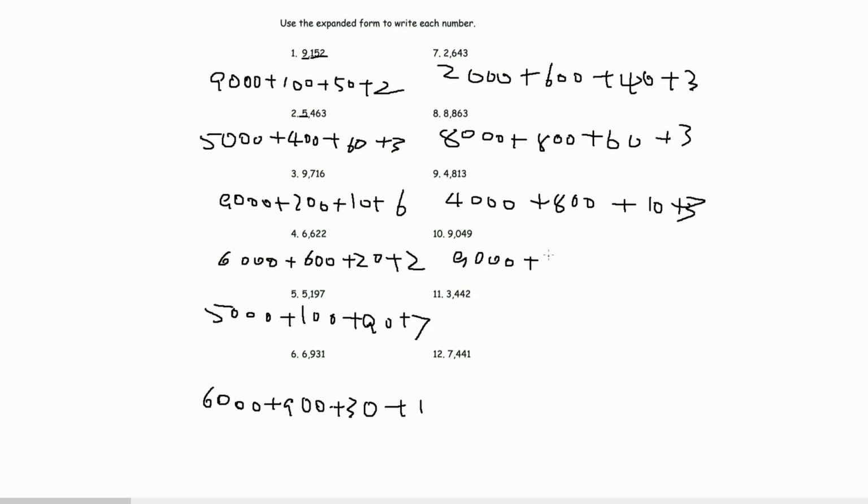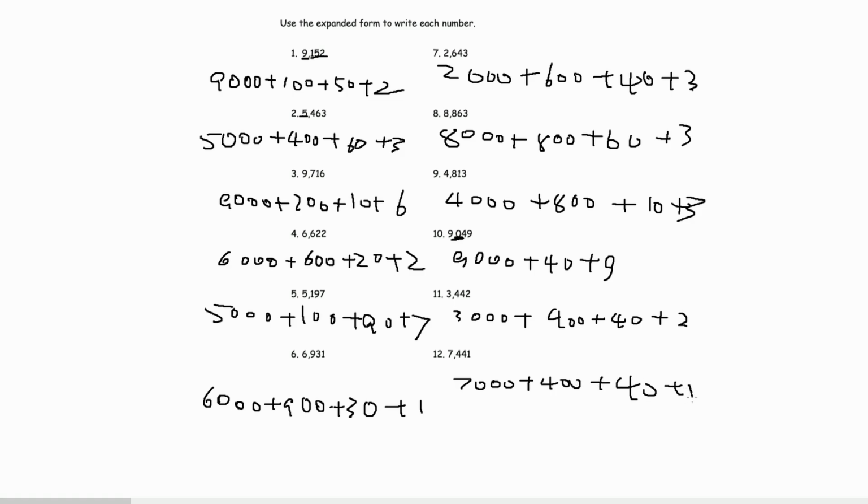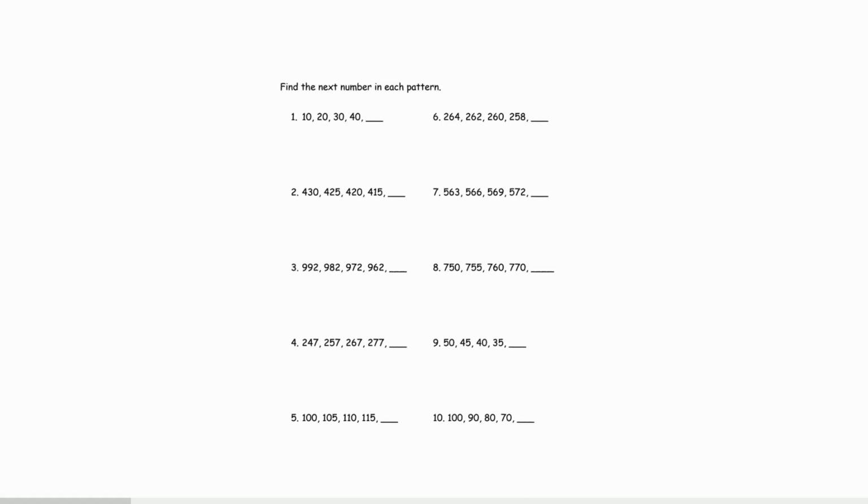9,000 plus we don't have any hundreds, so we skip and go to the next one, which is 40 and 9. 3,000, 400, 40 and 2. 7,000, 400, 40 and lastly 1. Let's move on.